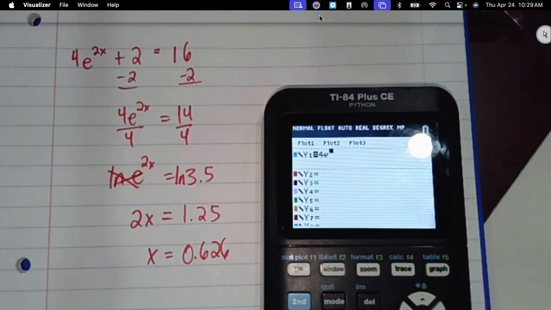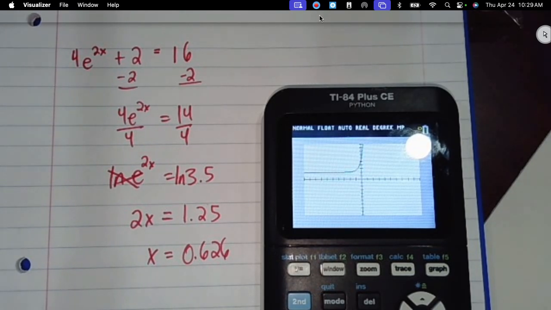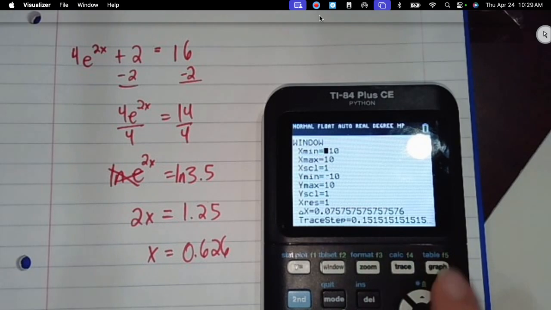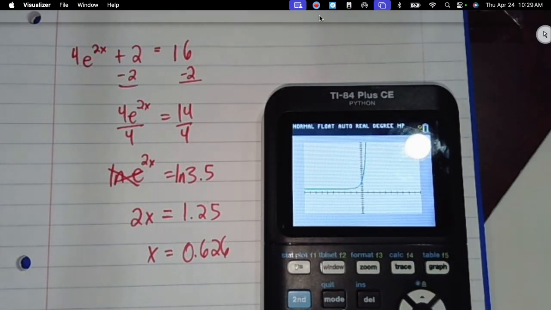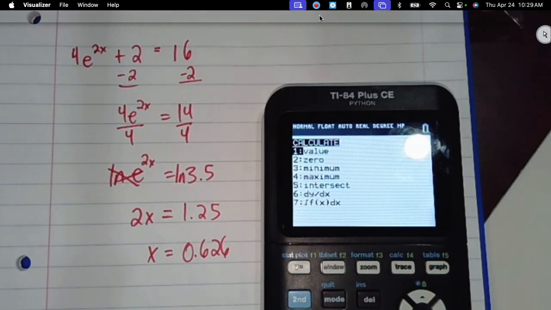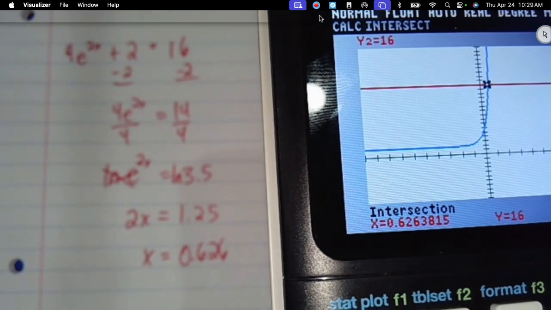4e to the 2x, make sure we come out of the exponent area, plus 2, and down here we're going to put 16. If I graph it, where's my other one? Oh, it's because it's 16, I gotta be up at 16. Wow, I still got the same answer. Second trace number 5, enter, and I get, oh wow, look, 0.626.